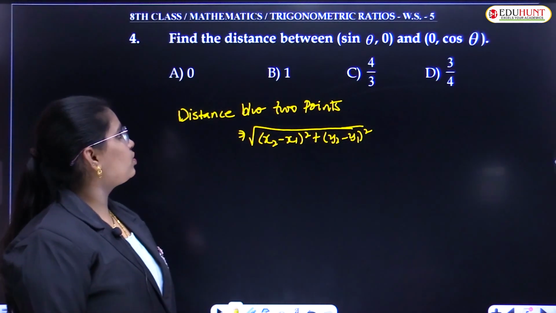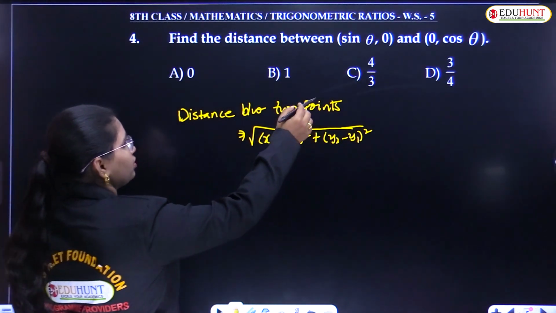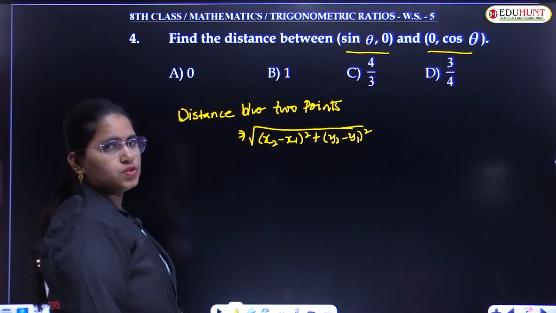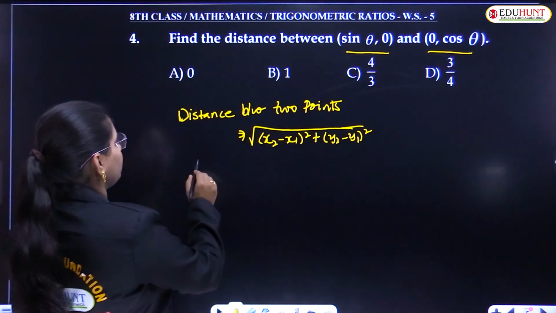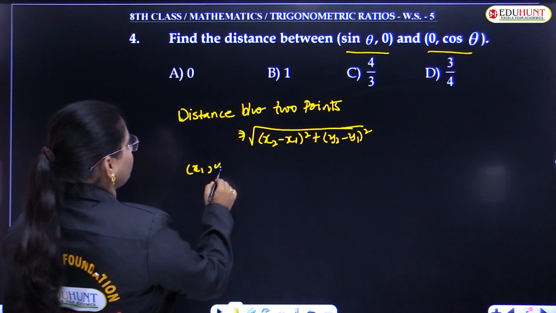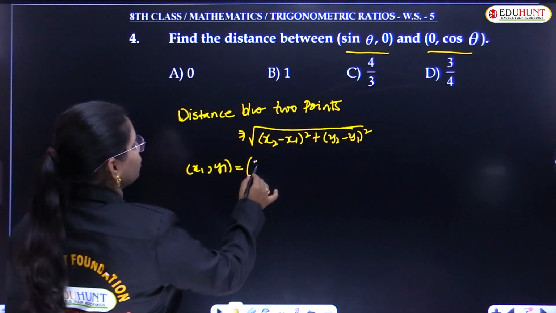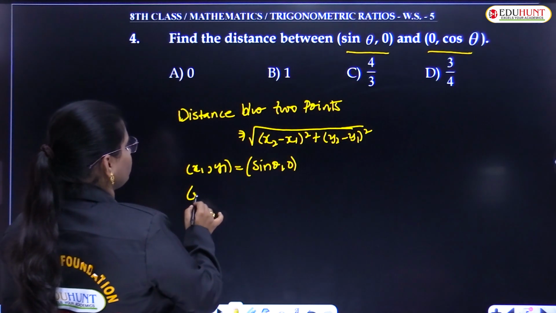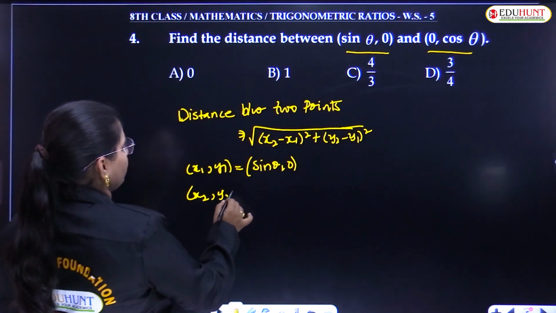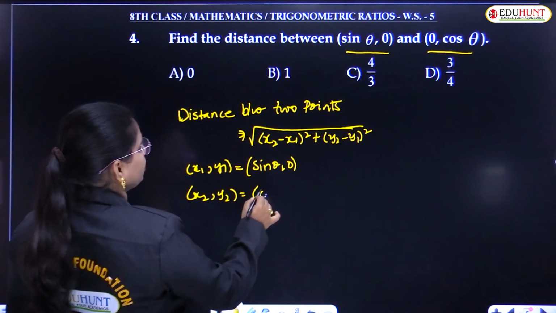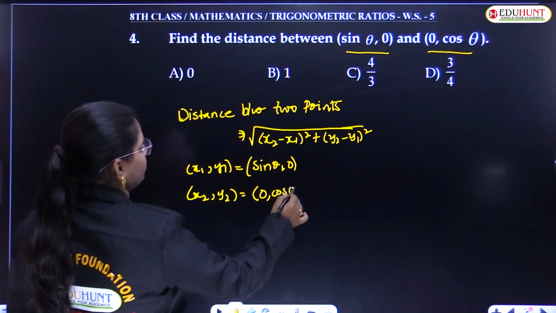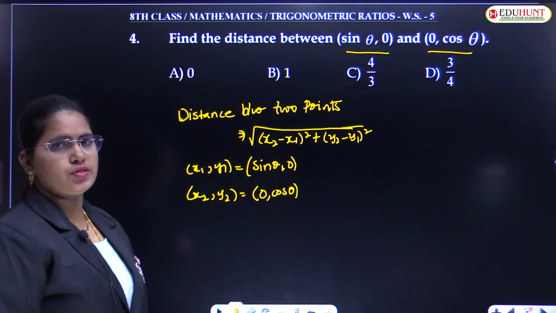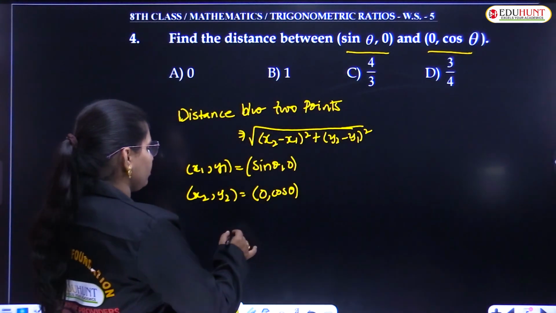What are the given points here? This is x1 y1 and this is x2 y2. Let x1 comma y1 be sin theta comma 0, and x2 comma y2 be 0 comma cos theta. Let's substitute these 2 points in the given distance formula.